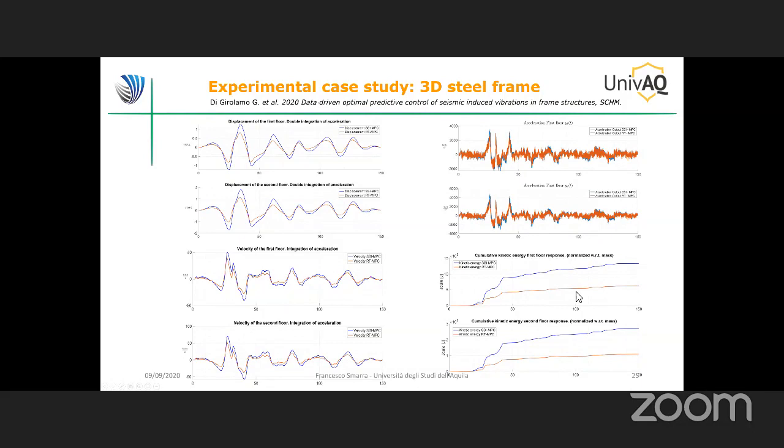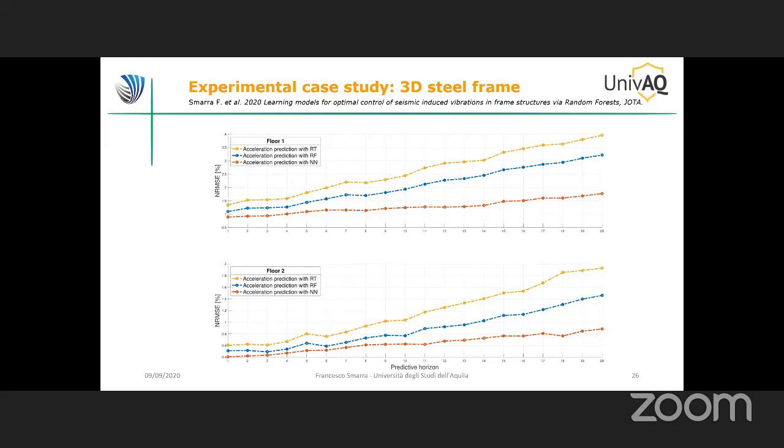Then we compare this methodology also with the case of random forest and neural networks. In particular, with neural networks, we obtained a better modeling accuracy. However, the neural network provides some drawbacks in terms of control because neural networks provide us with highly nonlinear models. Solving an MPC problem with a highly nonlinear model can be a problem for real-time applications where the sampling time is low, as in this case, 10 milliseconds.